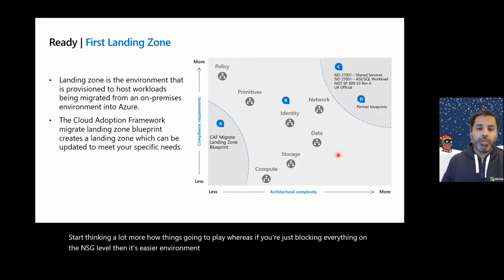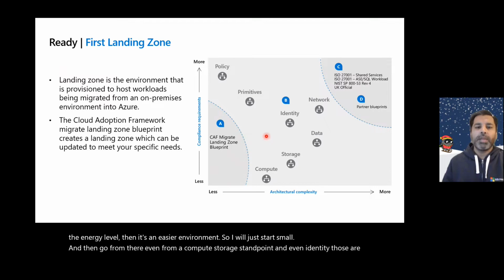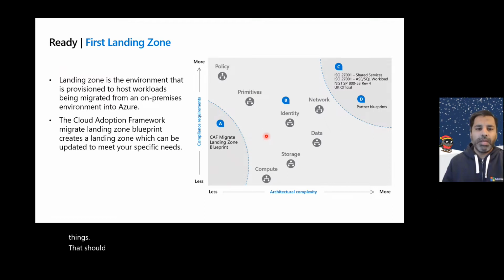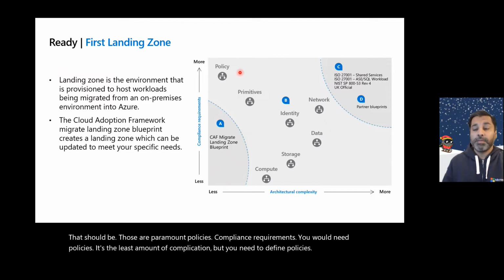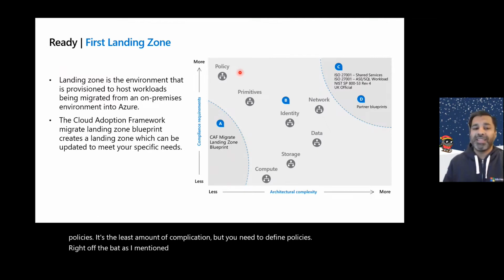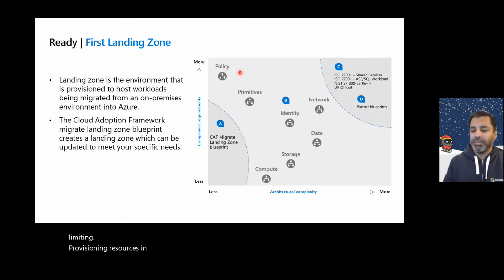So I would say start small and then go from there. Even compute, storage, and identity, those are paramount. Policies and compliance requirements, you would need policies. It's the least amount of complication, but you need to define policies right off the bat. As I mentioned, a couple of policies that I personally recommend is limiting provisioning of resources to whatever regions you have.